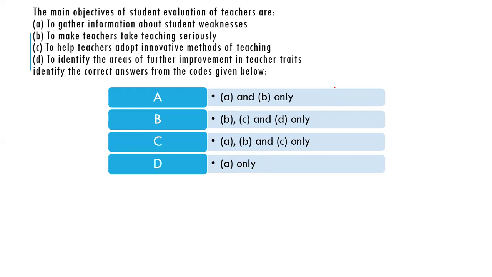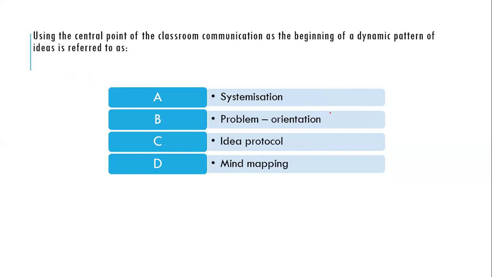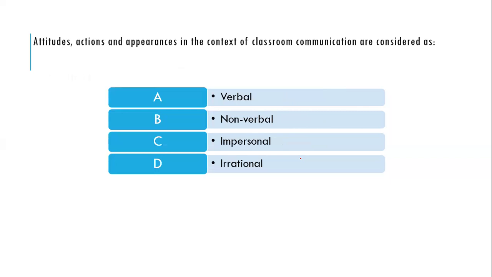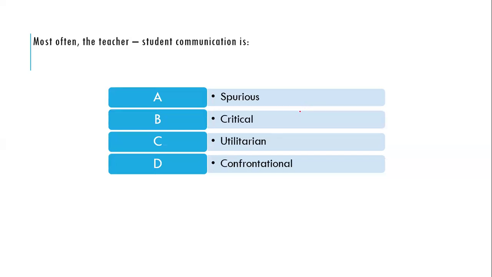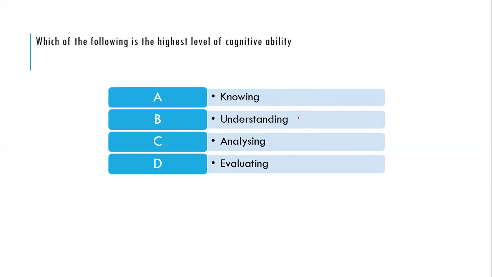Main objective of student evaluation of teachers. Again, we have already seen this question in communication. Here it is to make teachers take teaching seriously, to help teachers adopt innovative teaching, yes, and to identify areas of further improvement, yes. So BC. Using the central point, yes. Dynamic pattern of ideas related to mind mapping, yes. We already seen these questions. Attitude, also seen. It is non-verbal. Most often teacher-student communication is utilitarian. Already seen. Highest level of cognitive ability, yes.